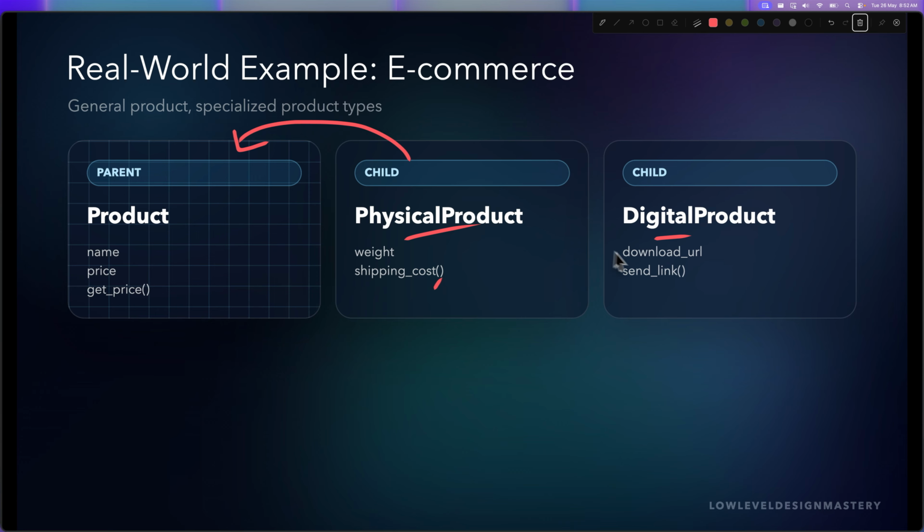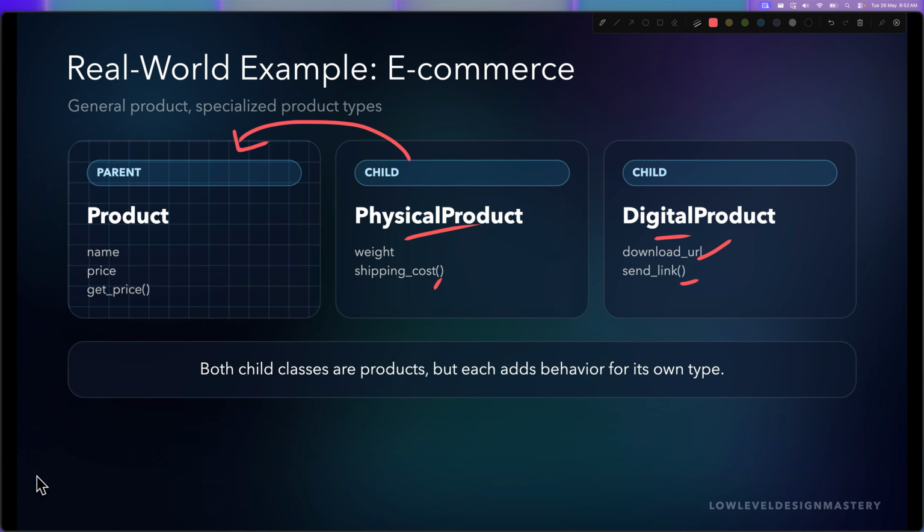Both of them are products, but they also have their own behavior, that is the download URL and send link, right? So both child classes are products, but they specialize in different directions. One is physical and the second is digital. So common concepts stay at the top in the parent class, and specialized versions stay as child classes. There is this representation where the parent class stays at the top and the child classes inherit from the parent class, like this.